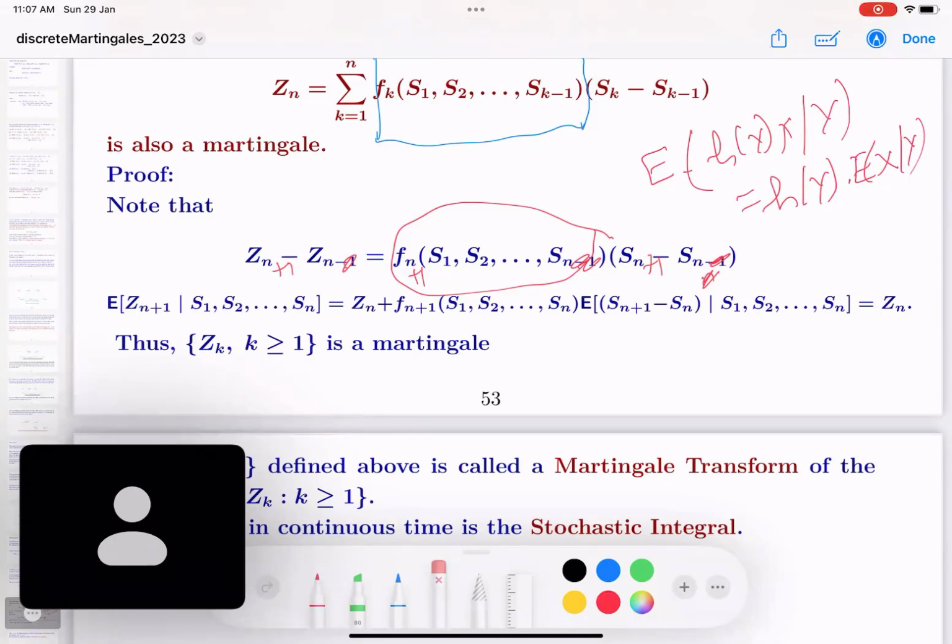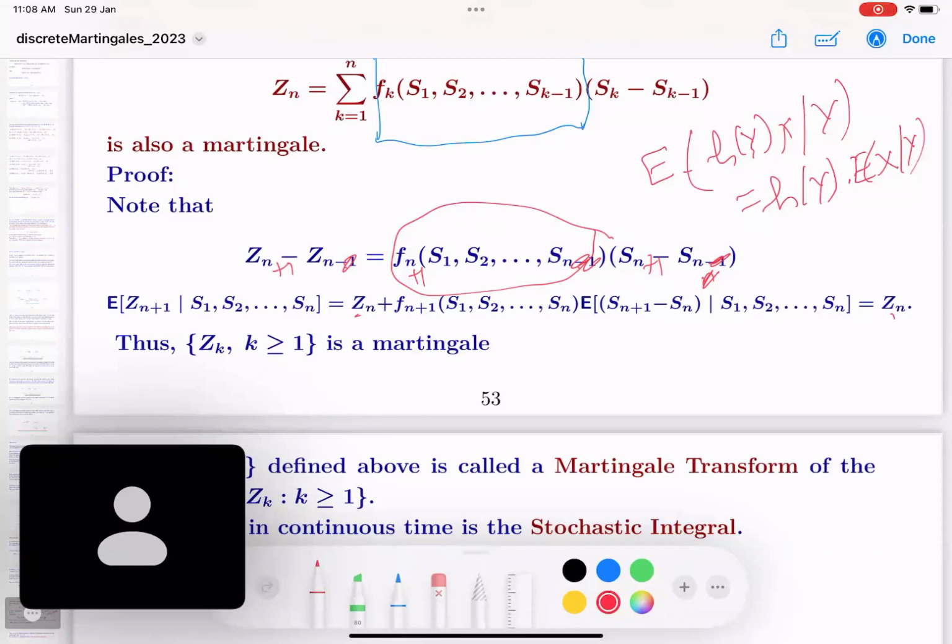So think about it this way: if you are at a time when y is already observed, then the function h of y is already known, you know what its value is. So while taking expected values, you take it out, and then it is times the expected value of x given y. So if the expected value of x given y is 0, the expected value of h(y) times x will also be 0. Therefore, the conditional expectation of Sn plus 1 minus Sn is 0. So when you multiply it by this, it will still be 0, and this is equal to 0.